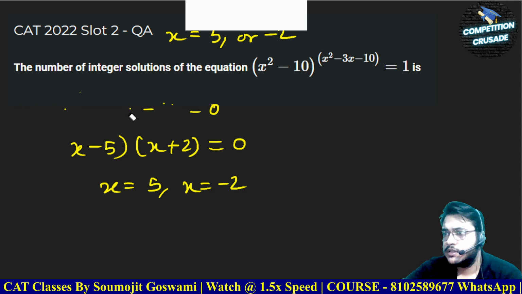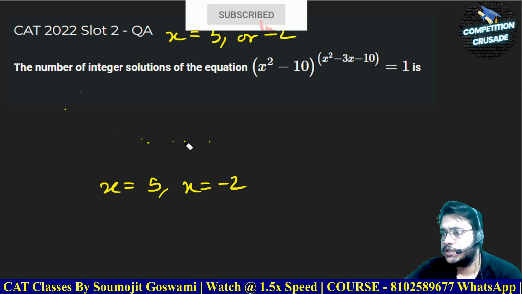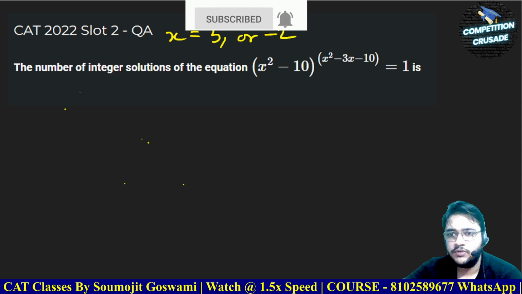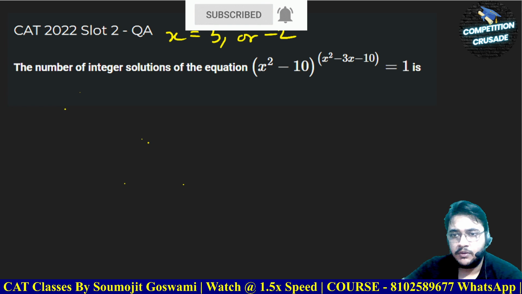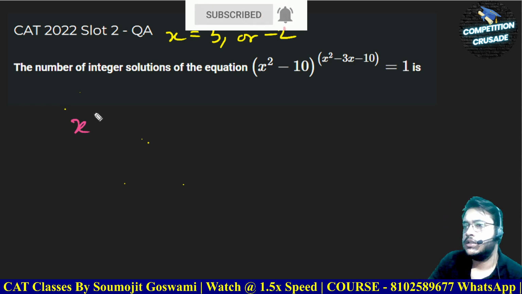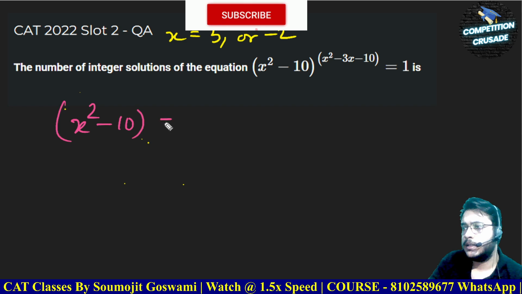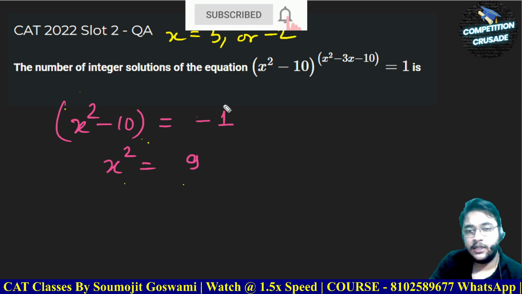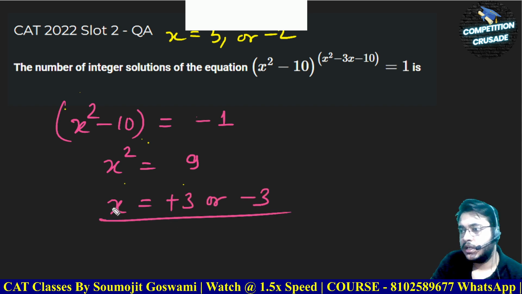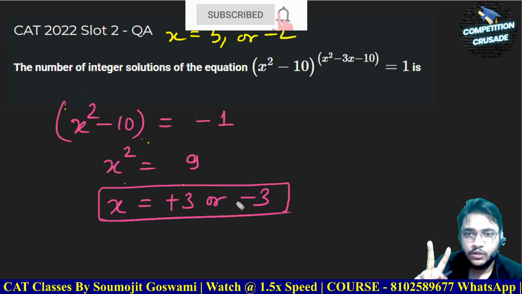Now the last thing that we need to check for is the one which we just mentioned, which is negative 1 raised to the power even. Hopefully we will get somewhere. So suppose this is minus 1, then x square is equal to 9. I'm directly doing it: 10 goes to RHS, becomes plus 10, minus 1, 9. X will be plus 3 or minus 3. Now we are receiving two values.